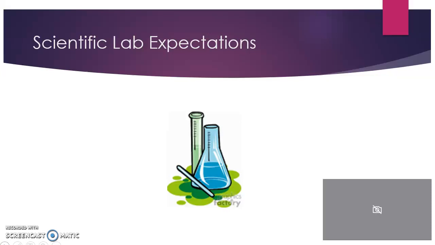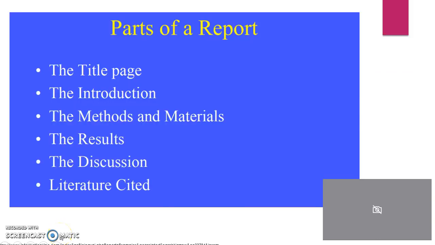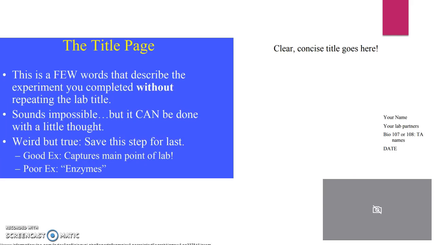I just wanted to talk with you today about scientific lab expectations, basically how to complete a lab write-up in my class or Mrs. Robson's science classes. Parts of a report, you're going to have several parts to your report. You'll have your title page, the introduction, the methods and materials, the results, the discussion, and the literature cited, or as we usually call it, our source cited page.